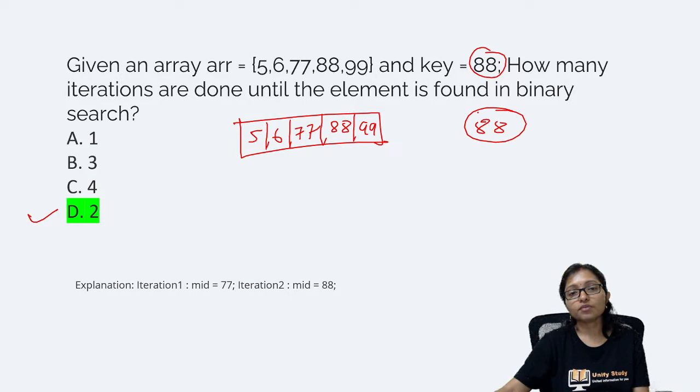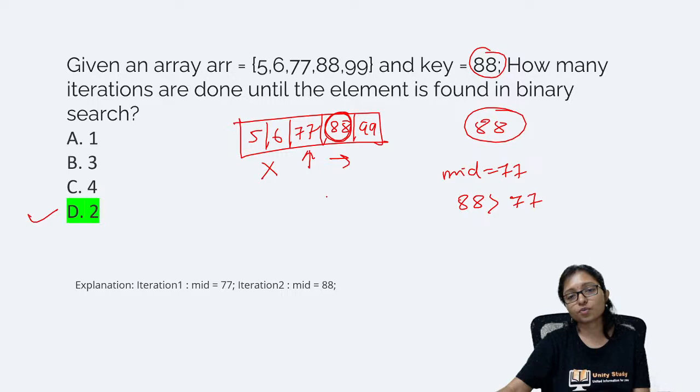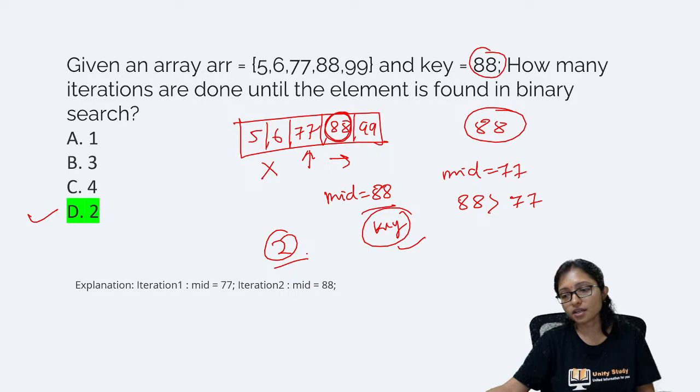So in the first iteration, I will try to find the mid. My mid element is 77. Now 88 is greater than 77, so I will go this way and not that way. In the next iteration I get the mid element 80, and it is exactly my key element, and the algorithm will stop. So how many iterations? Two iterations are there, right? This is the two iterations.